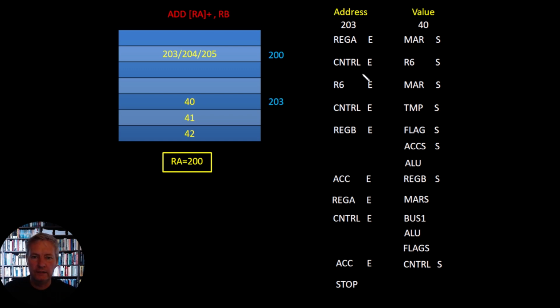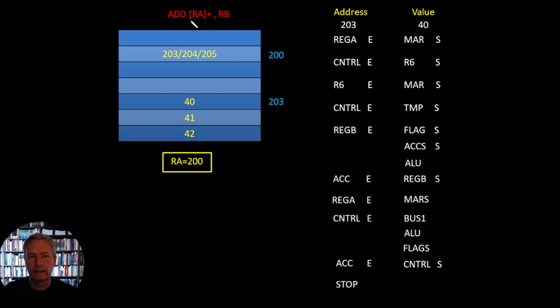So we can see that we're going to have 1, 2, 3, 4, 5, 6, 7, 8, 9, 10. So this complicated instruction is going to take 10 micro instructions in order to generate it. Let's talk through these micro instructions and we'll see how this is built up.